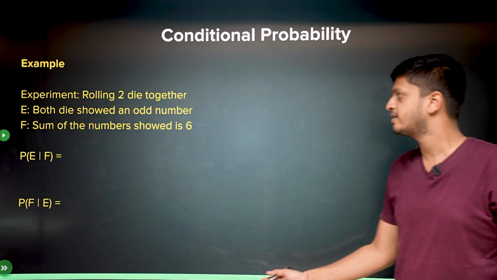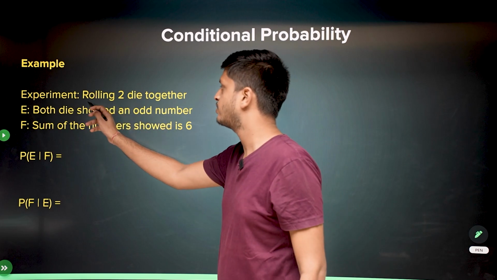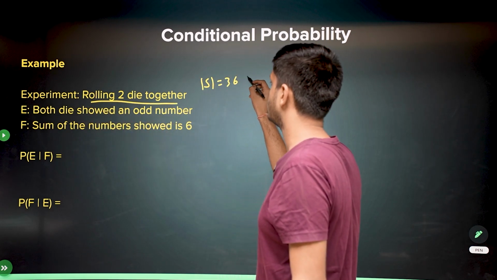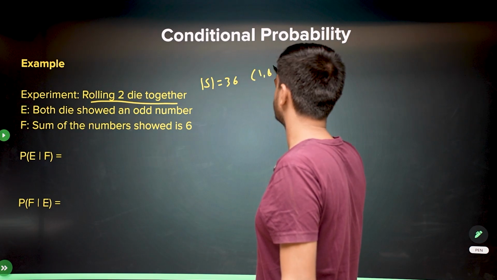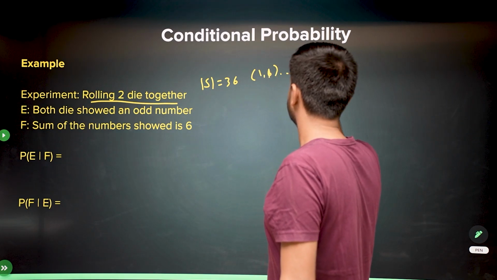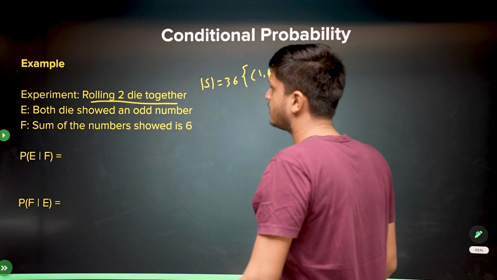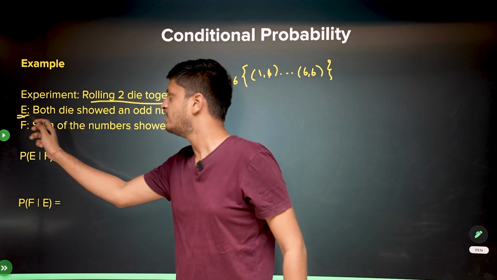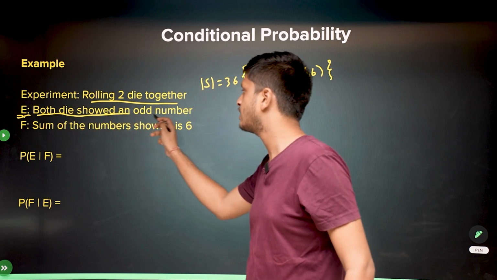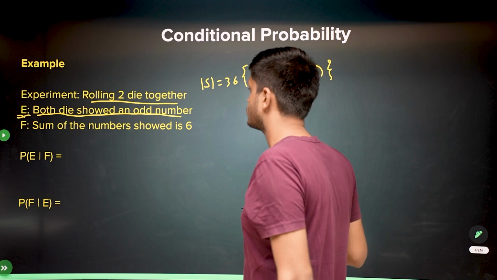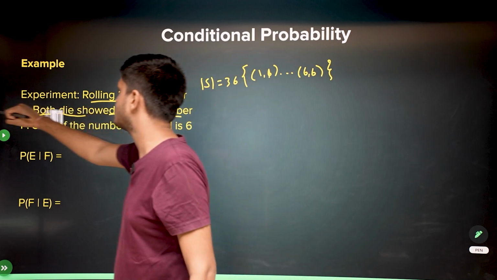Now let's see another question. The experiment is rolling 2 dice together. So the sample space contains 36 outcomes: 1,1, 1,2, up to 6,6. There are 36 outcomes. Now an event E is given that both dice showed an odd number.